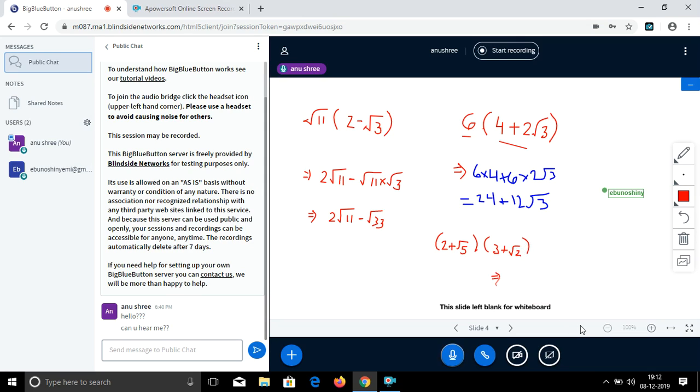So solve this one. So you just have to do what? 2 multiplied by 3 plus 2 multiplied by root 3. Then multiply this with every term inside this bracket. So you know how to multiply the brackets, right? Okay, so solve this one.